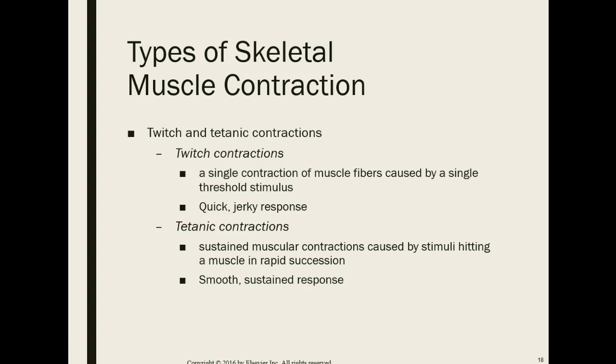Now we'll talk about muscle contraction. A couple different types: we have twitch contractions and tetanic contractions. A twitch is a single contraction of muscle fibers caused by a single threshold stimulus, so a quick, jerky response. If you've ever fallen asleep and you're startled out of sleep, and you feel like you're falling out of the air, that quick, jerky response is an example of a twitch contraction. This also occurs sometimes in the facial muscles, if you've had an eye twitch, or in the muscles after heavy exercise.